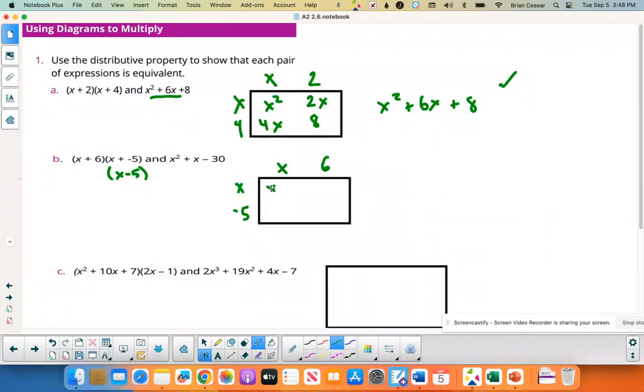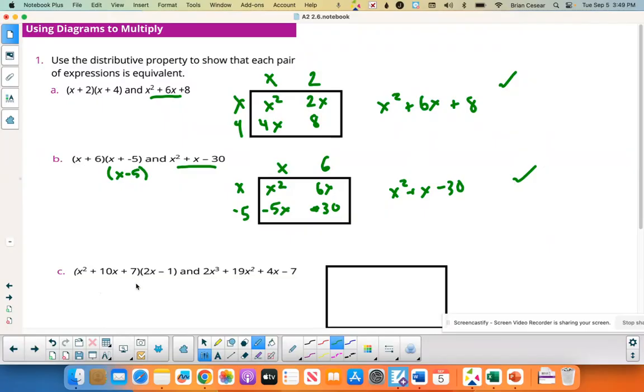All right, x times x is x squared. Add the powers. 6 times x is 6x. Negative 5 times x is negative 5x. Negative 5 times 6 is negative 30. Again, these are like terms, so I add those two together. So 6 minus 5 is 1. So I don't need to put the 1 in front of it. We know if it's just x, it's 1x. And check if that matches, which it does.